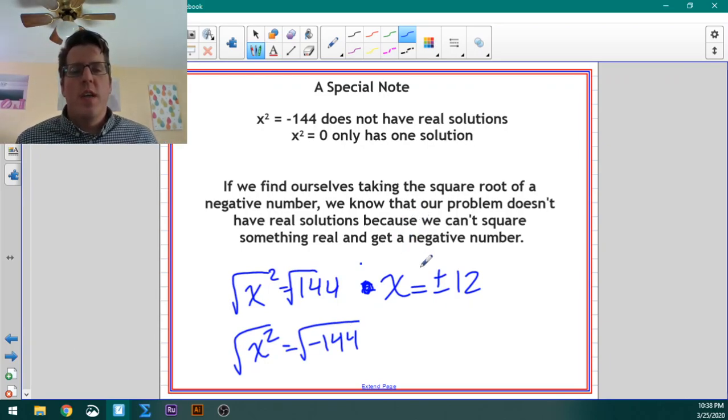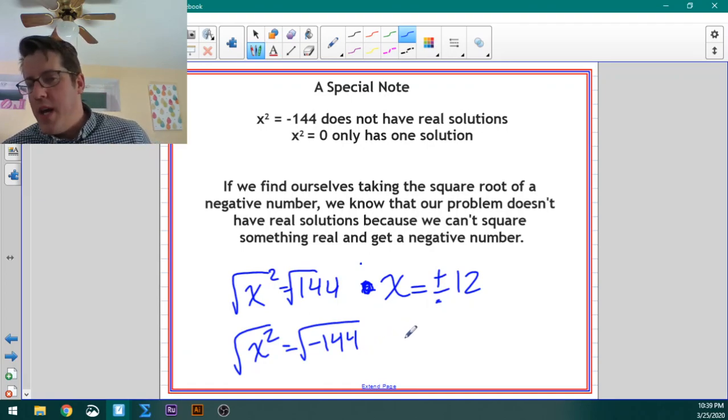So when you look at the plus or minus 12 from the previous one, if you do positive 12 times positive 12, we know from elementary school that a positive times a positive is a positive. If you do negative 12 times negative 12, a negative times a negative is also a positive. So that's why both of those things equal 144, why there are two answers. There's nothing right now that we can multiply by itself and get a negative. I can't do a positive times a positive to get negative 144, and I can't do a negative times a negative to get negative 144.